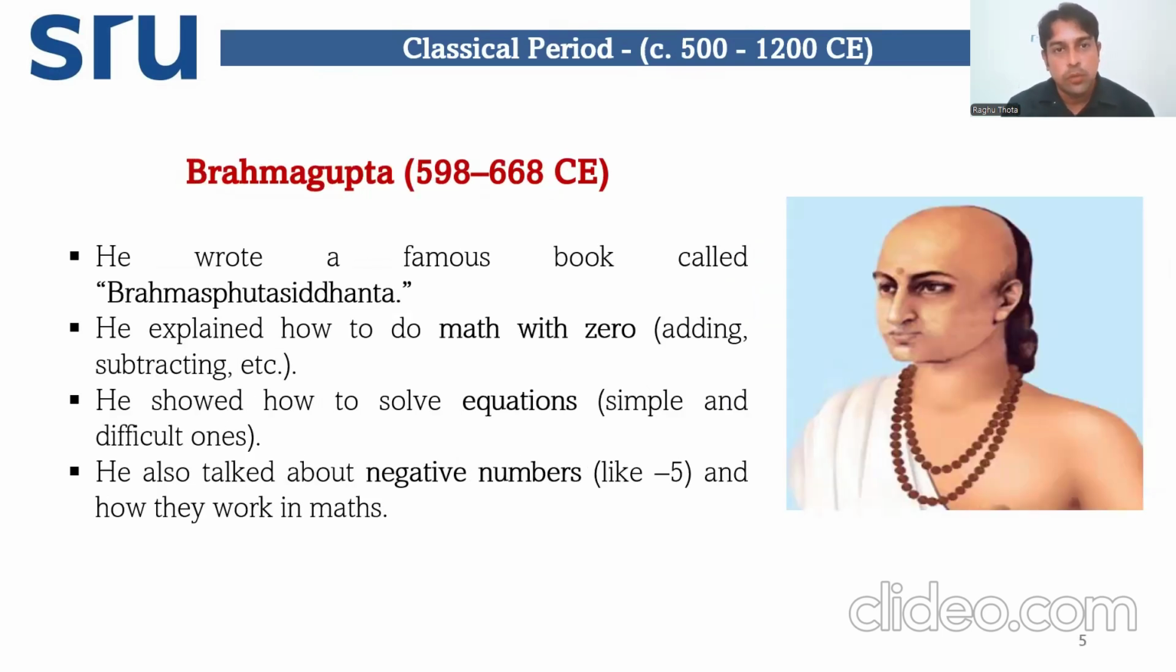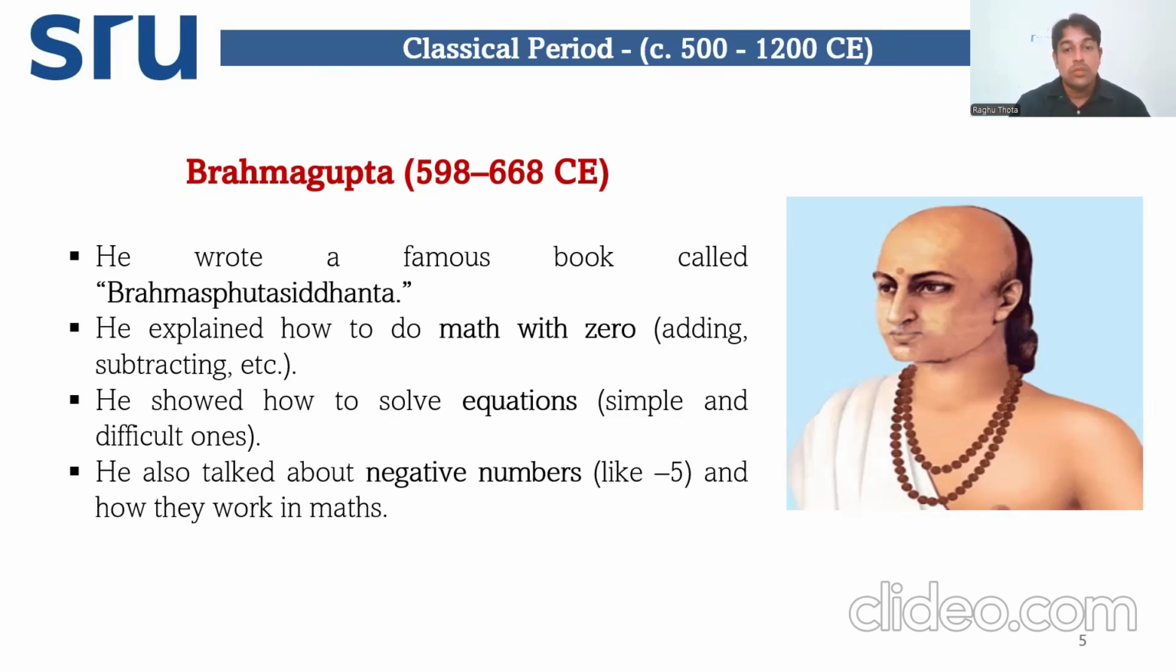Now, there is another person who belongs to the classical period, Brahmagupta, who belongs to 598 to 668 CE. And what are the contributions of Brahmagupta? He wrote a famous book called Brahmasphutasiddhanta. He explained how to do math with zero, adding and subtracting. Brahmagupta explained how to use zero, which was introduced by Aryabhata, in the form of doing additions and subtractions.